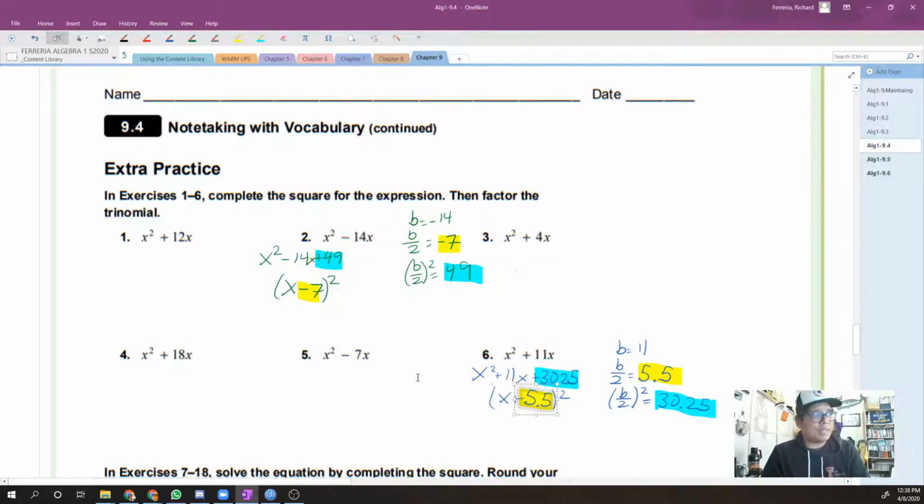So it seems like we're doing a lot of math here, but in essence, we're only doing a couple of operations and trusting that our factoring is going to work out the way that we plan it to work out.